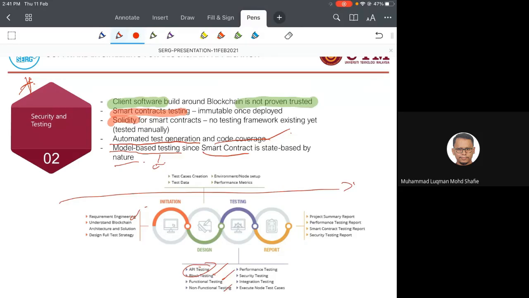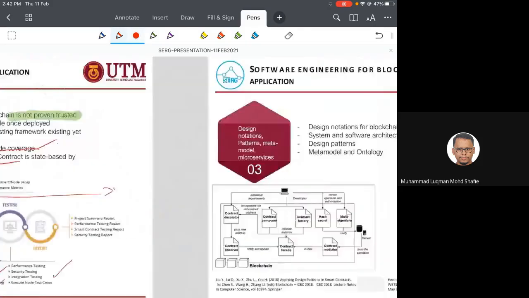Okay, at the client software, at the back end there is no problem. It's okay, immutable. But at the client software or application level, there are a lot of things that need to be tested, especially security, performance, and so on. Okay, this is about security and testing.